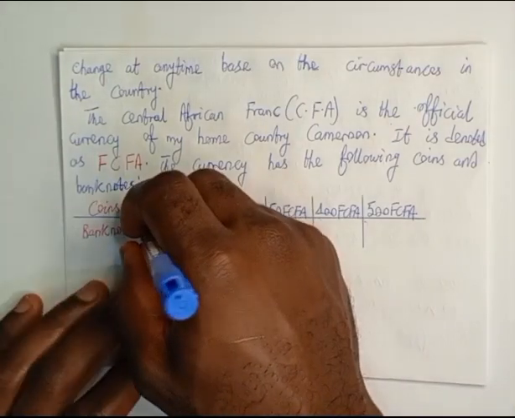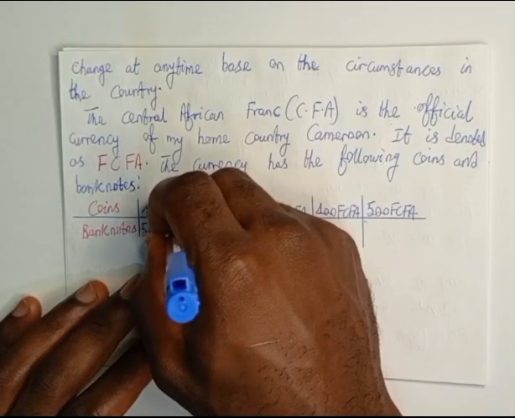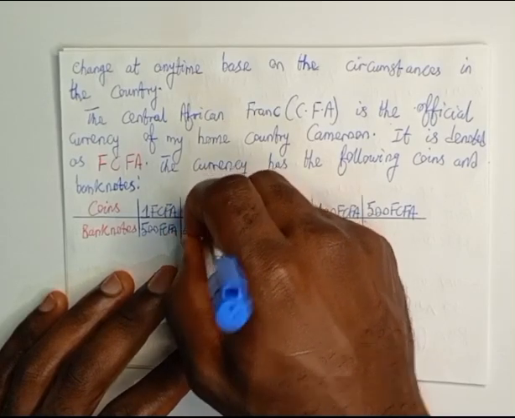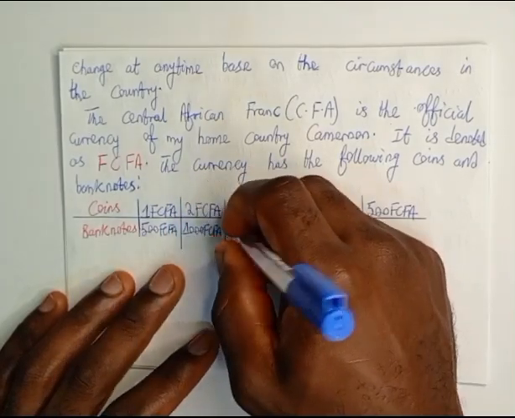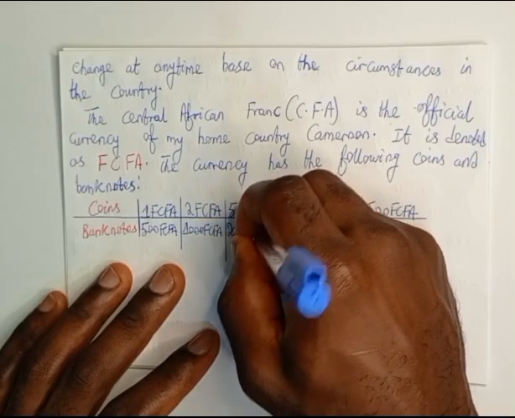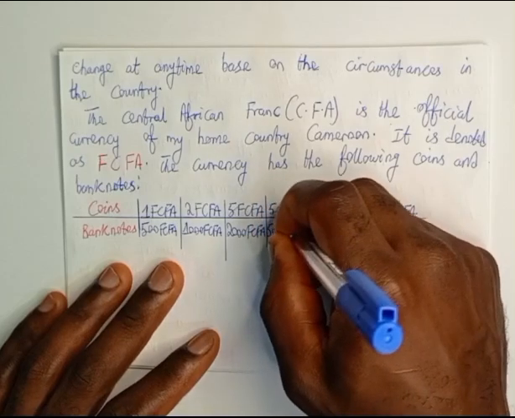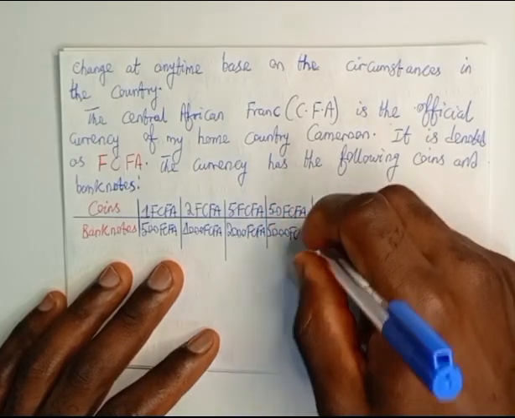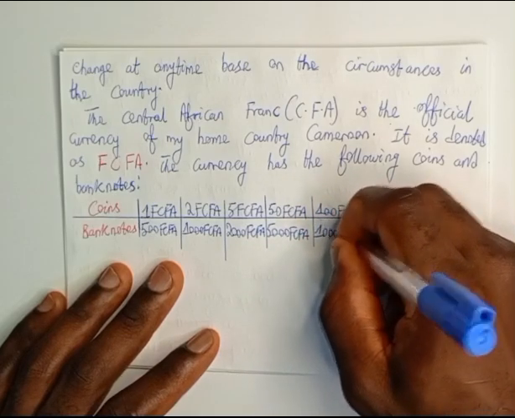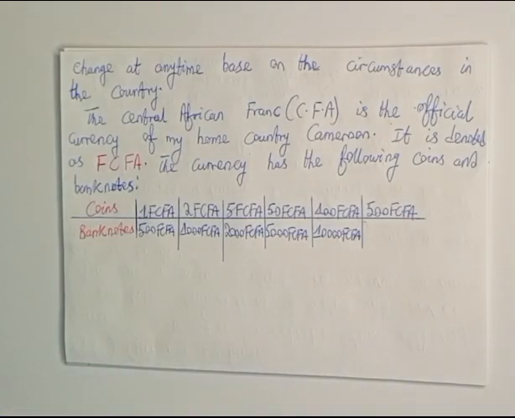Then for the banknotes, we start from 500 franc CFA. Next we have 1000 franc CFA. That is, they are in leaf form. The next we have 2000 franc CFA. Next we have 5000 franc CFA. And lastly, we have 10,000 franc CFA, which is the largest banknote.